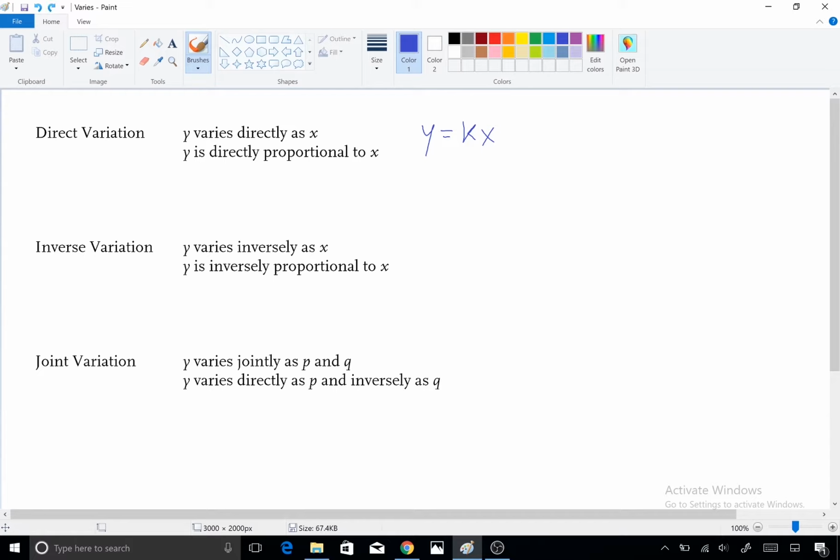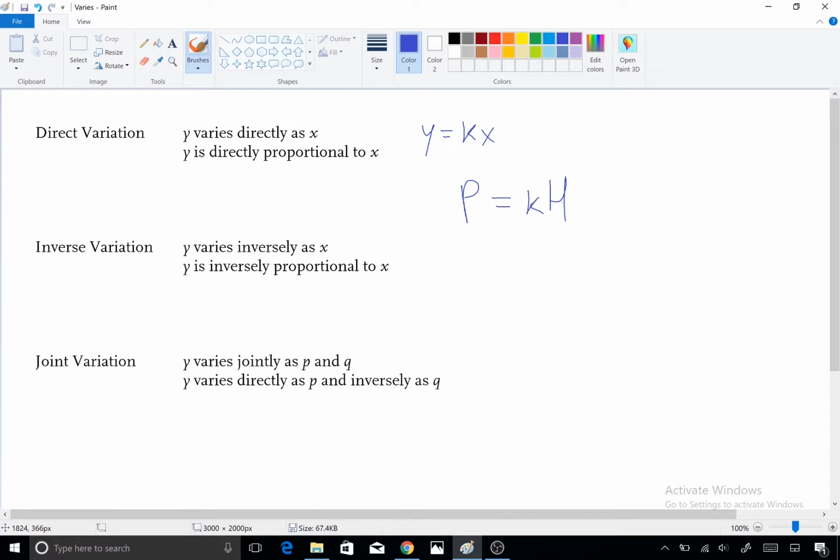If your job pays by the hour, your pay varies directly as the hours you work. If we let P be your total pay and H be the hours you worked, then the equation is P equals KH, where K is a constant. In this case, K would be your hourly wage. In some problems, it's easy to see what K is, in others, it's less clear.